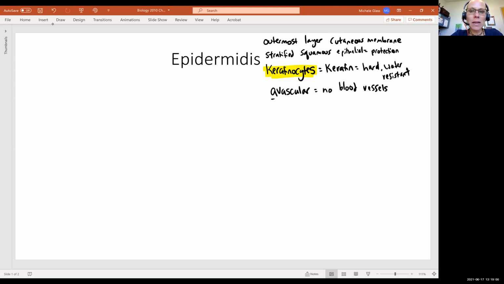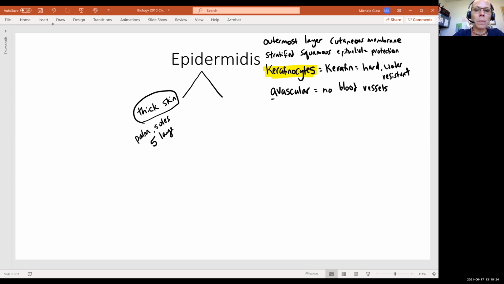Now, when we talk about the epidermis as being stratified, it's highly layered. And the amount of layering does vary across the body. We do have what is referred to as thick skin, and this is actually the palm of your hands and the soles of your feet. And this is going to have 5 layers. Whereas the thin skin then is located everywhere else around the body, and the thin skin is going to have 4 layers.